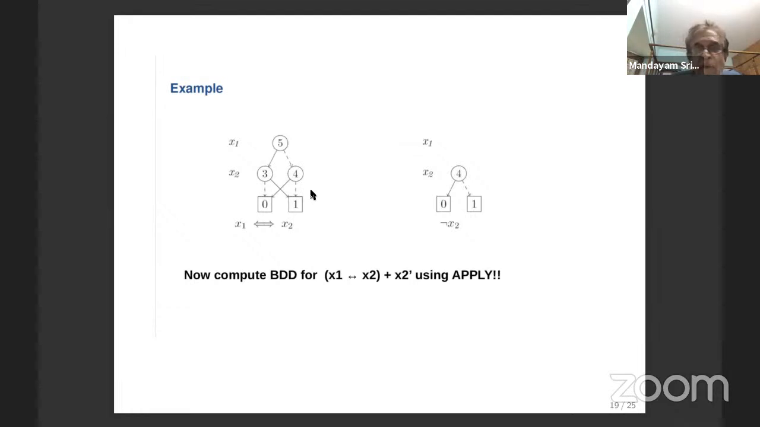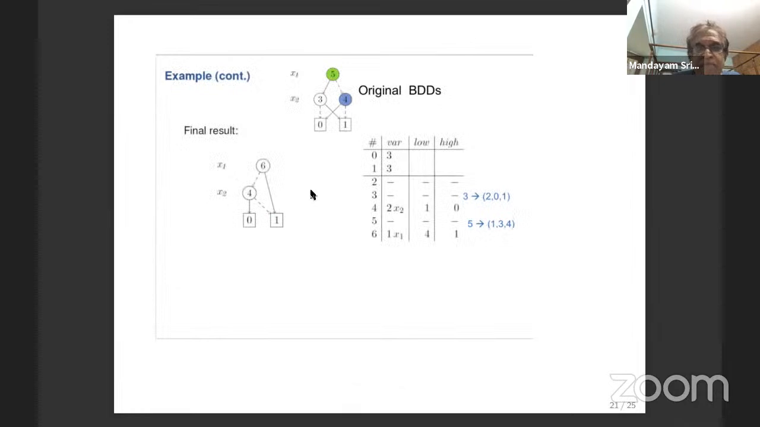Yeah, I'll first show you the result. So this is the original BDD. I've repeated it here. And you're doing an OR of this entire BDD with this BDD as the second argument, rooted at 4. Now, if you apply the procedure, this is what you will end up getting.